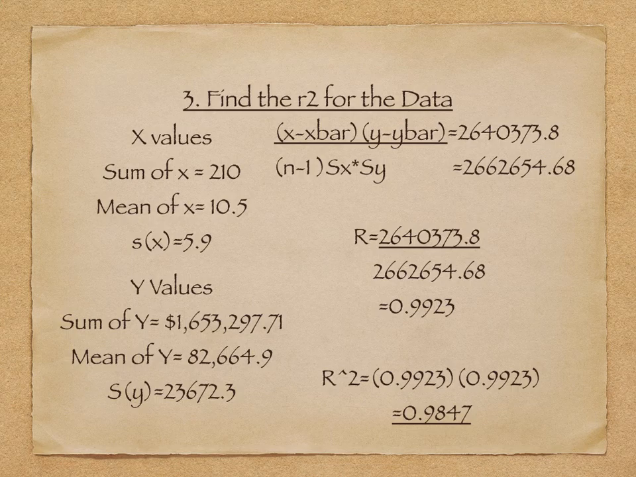And next, for number three, we're going to find the R squared for the data, and basically we'll go over the x and y values real quick. The sum of x is 210, which gives you a mean of 10.5, and s of x equals 5.9. For the y values, we got the sum of y is $1,653,297.71. The mean of y is going to be 82,664.9, and s of y is going to be 23,672.3.